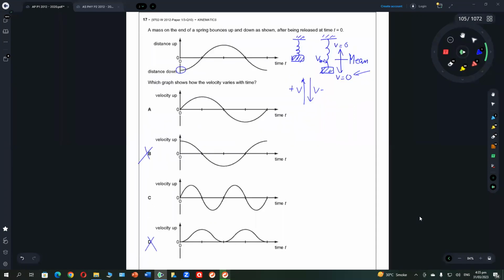So now I have cancelled B. Why cancel B? Because it starts from the bottom position. And at the bottom position, if you look here, what is the velocity? It's 0. So now we have choices between A and C.